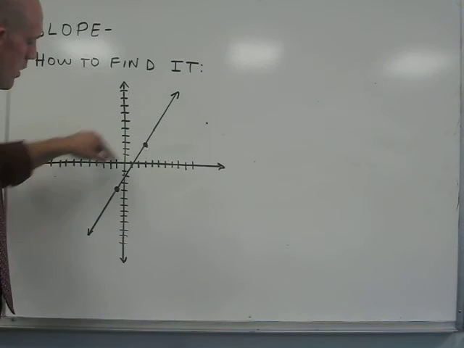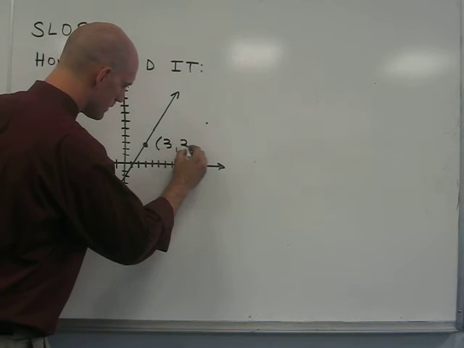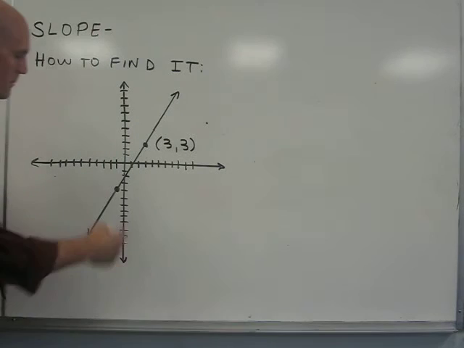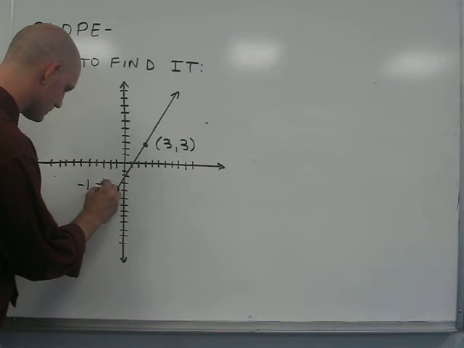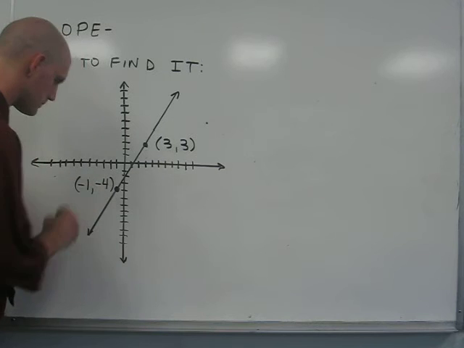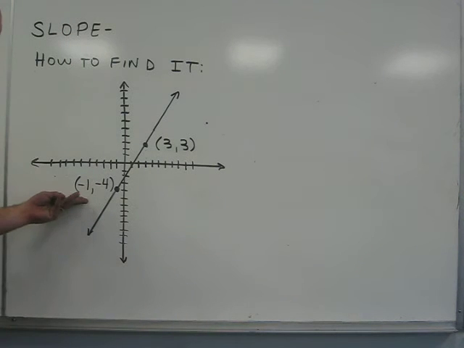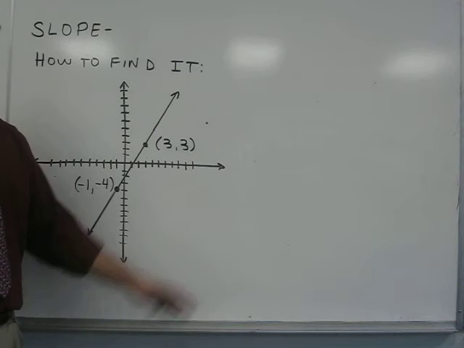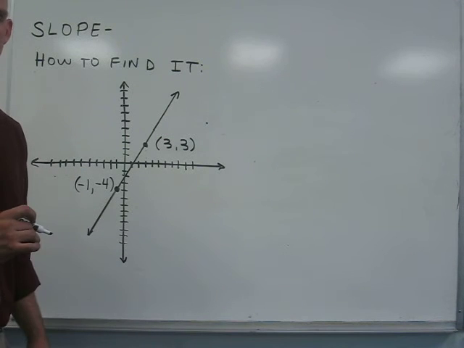Here they have given us 1 point at (3, 3), and 1 point at (-1, -4). In order to find the slope of this line, we can take these 2 points and use them to put them into the rise over run formula.